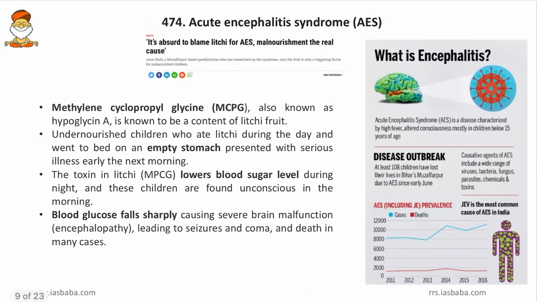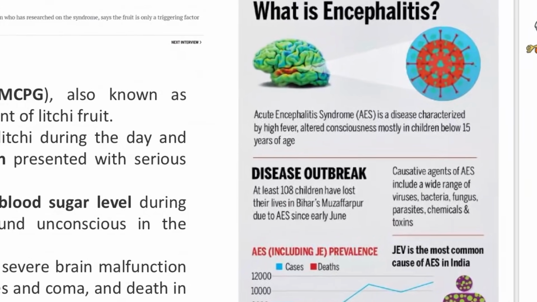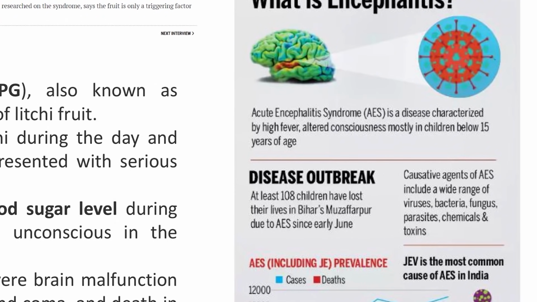Then come to the next topic, acute encephalitis syndrome. Friends, what is acute encephalitis syndrome? It is a disease characterized by high fever and altered consciousness. Friends, what is altered consciousness? It is that for some time you will be awake and for some time you will go unconscious. So, this switching on and off between consciousness and unconsciousness is called altered consciousness, and it is present prominently in children below the age of 15 years.